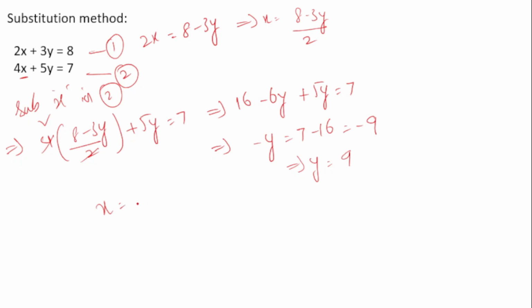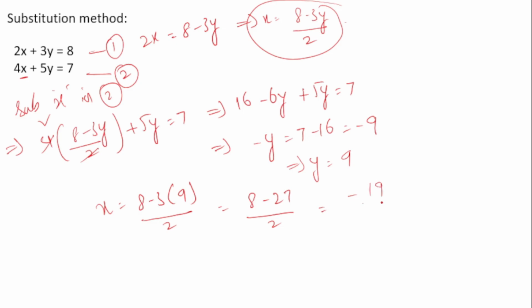So what is the x value here? You substitute the y value in this x value. It is 8 minus 3 into 9 divided by 2. It is 8 minus 27 by 2. It is minus 19 by 2. We have got the x and y values as minus 19 by 2 and 9.